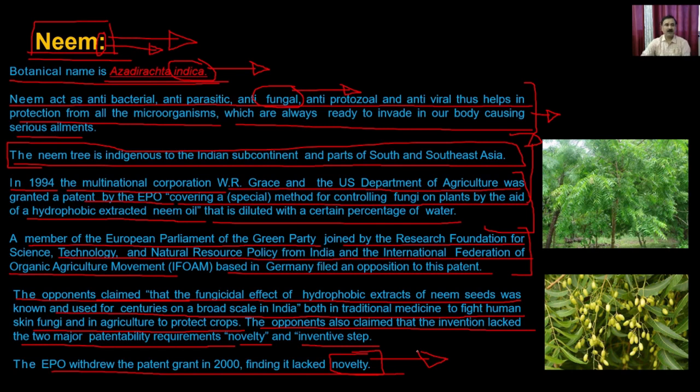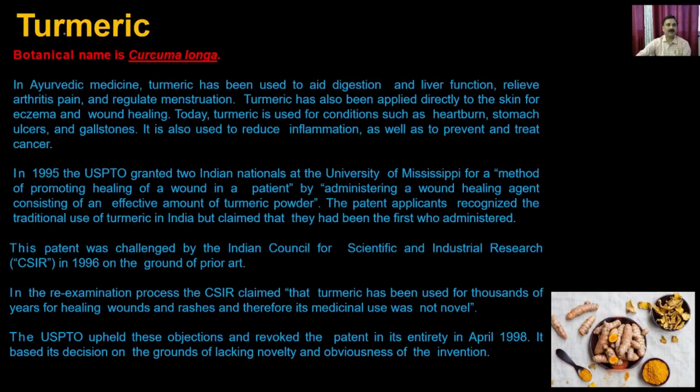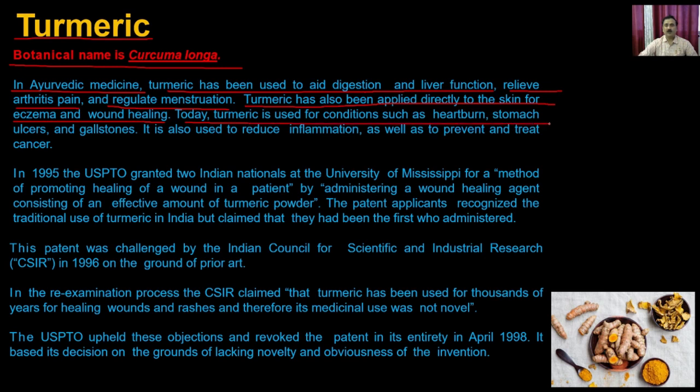Now let's go to the next example. The next example is turmeric. So turmeric, the botanical name is Curcuma longa. In Ayurvedic medicine, turmeric has been used to aid digestion and liver function, relieve arthritis pain, and regulate menstruation. Turmeric has also been applied directly to the skin for eczema and wound healing. Today, turmeric is used for conditions such as heartburn, stomach ulcers, and gallstones. It is also used to reduce inflammation as well as to prevent and treat cancers.